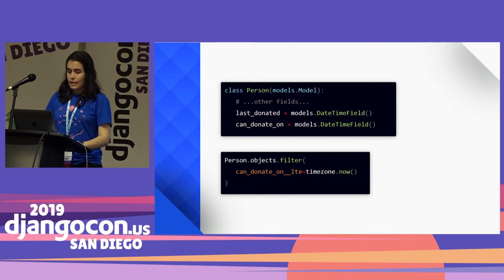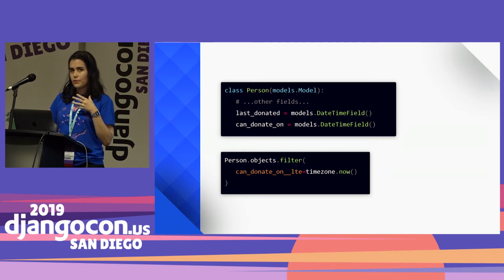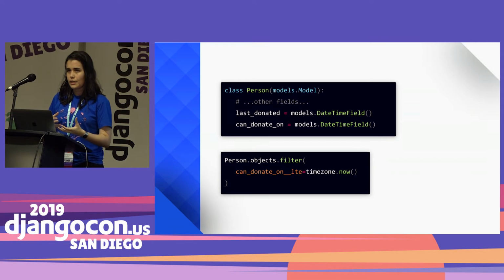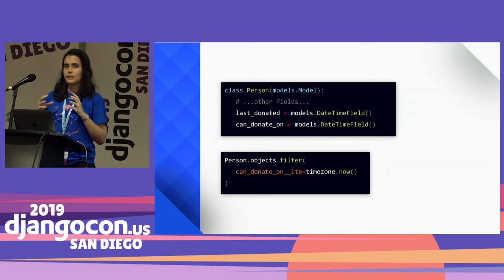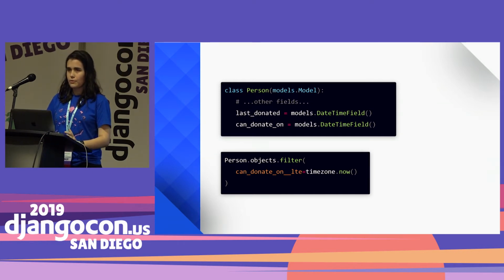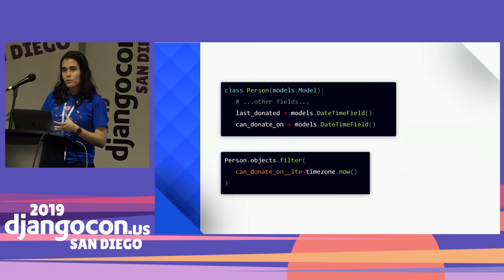date. But what happens if the last donated field is updated but can donate on is not, for any reason? It's critical because we can't guarantee that this field is going to have a reliable value. And it's also critical because we could let people donate blood before the 56 days. So this code could cause serious inconsistencies.